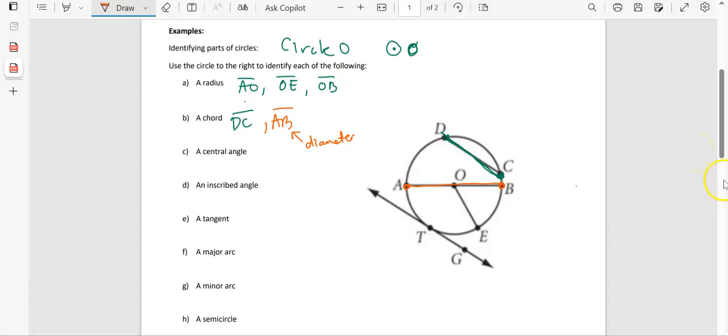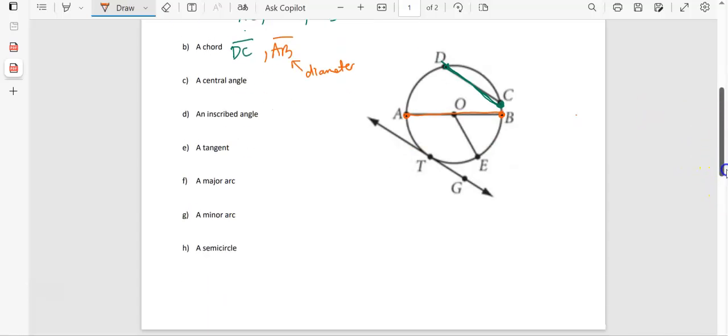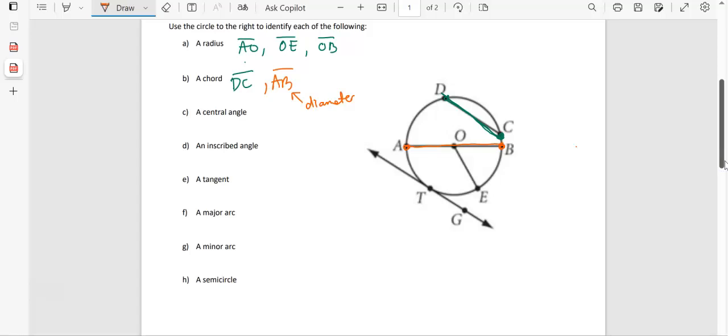Okay, I'm going to stop this video because the other types of vocabulary that we're going to work on have to do with things that are on the circle itself, not necessarily these segments. And then you can watch video 2.